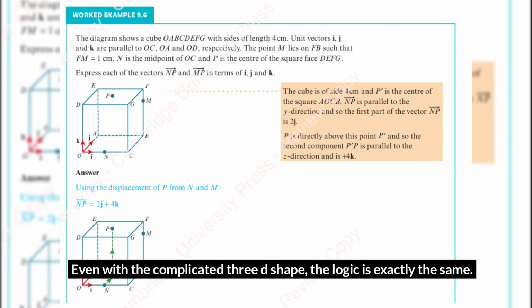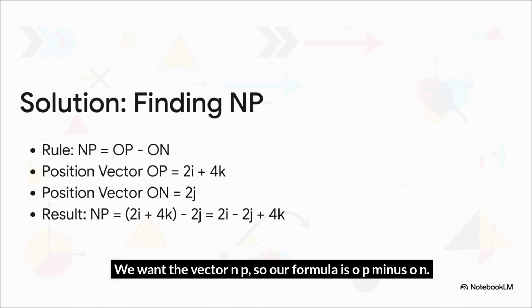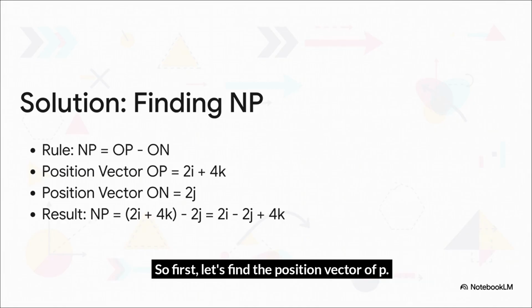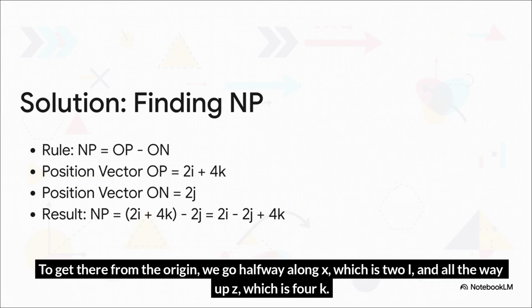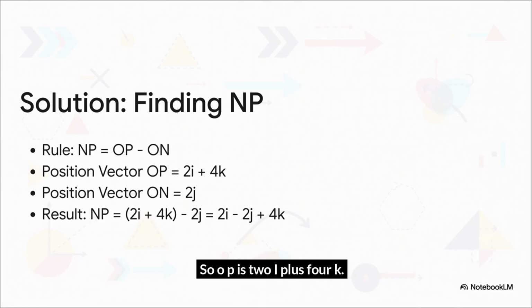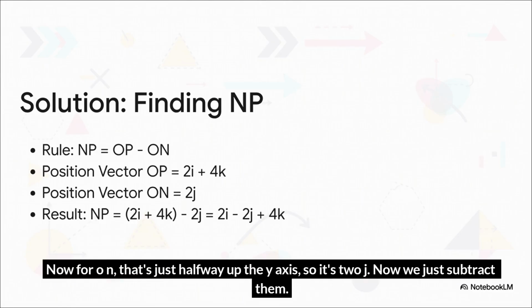Even with the complicated 3D shape, the logic is exactly the same. We want the vector NP, so our formula is OP minus ON. So first let's find the position vector of P. To get there from the origin, we go halfway along X, which is 2i, and all the way up Z, which is 4k. So OP is 2i plus 4k. Now for ON. That's just halfway up the y-axis, so it's 2j.